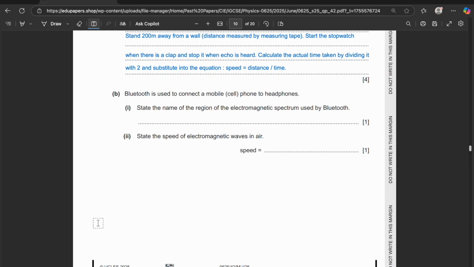B1, Bluetooth is used to connect a mobile cell phone to headphones. 1. State the name of the region of the electromagnetic spectrum used by Bluetooth. So Bluetooth uses radio waves. And state the speed of electromagnetic waves in air. So that is equal to the speed of light, 3.0 × 10^8 meters per second.